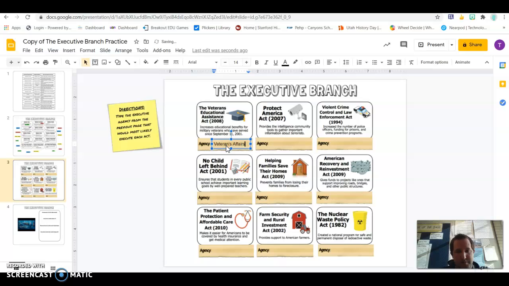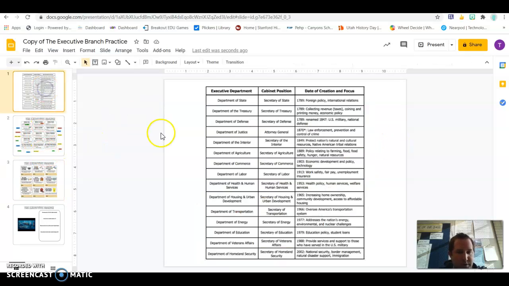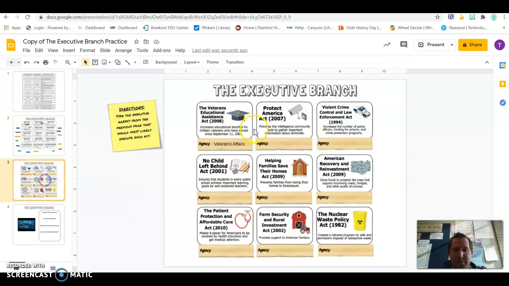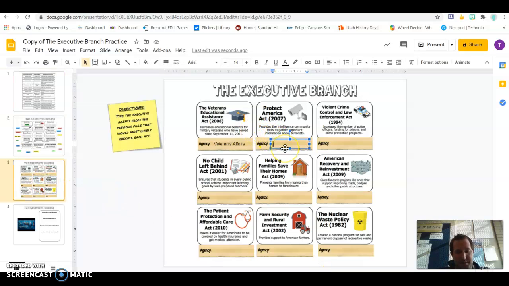Veterans Affairs. Number 2, provides the intelligence community tools to gather important information about terrorists. Okay, so which of these deals with terrorism? Here we go. Department of Homeland Security, National Security, Border Management, Natural Disaster Support, and Immigration. So national security means things like terrorism and dealing with things like that. So it would most likely be the Department of Homeland Security.